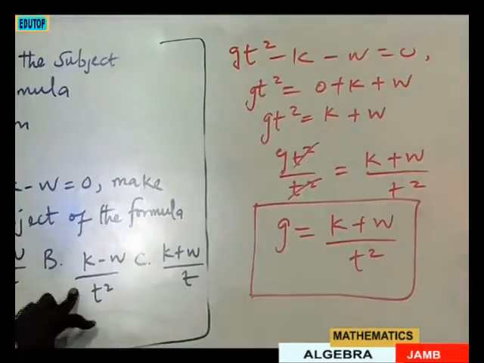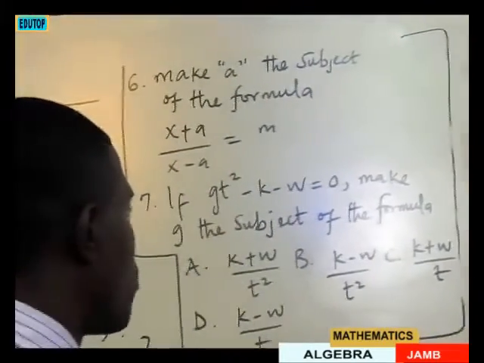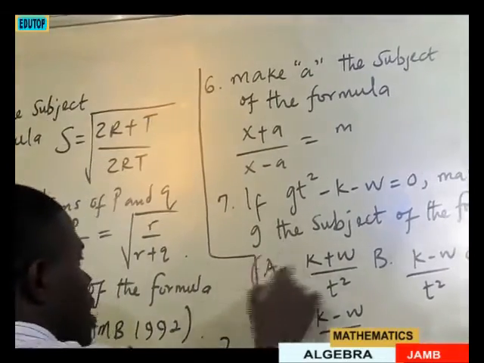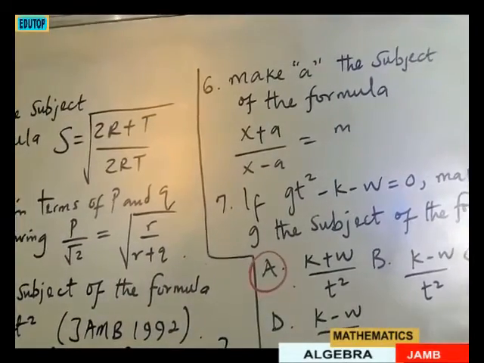So I go to my options and look for the one that correlates to that. Then that will definitely be option A. So my answer will be option A.